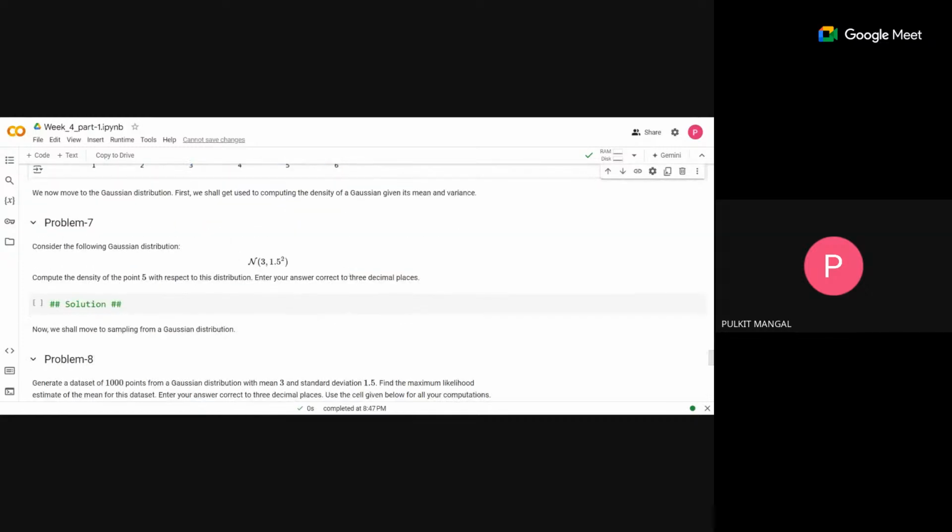Now we will move to the Gaussian distribution. Till now we were only seeing the Bernoulli or categorical. Now comes the Gaussian. So consider the density of the 0.5. Compute the density of the 0.5 with respect to the distribution that is given here, that is, mu is 3 and sigma square is 1.5 square.